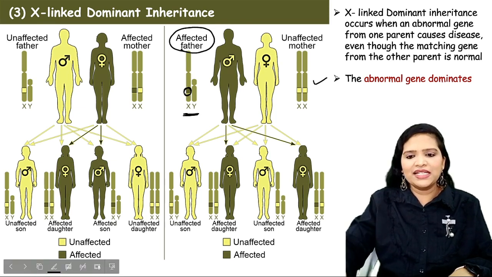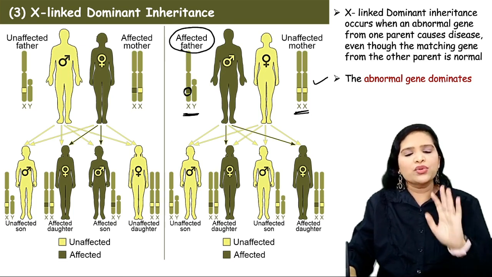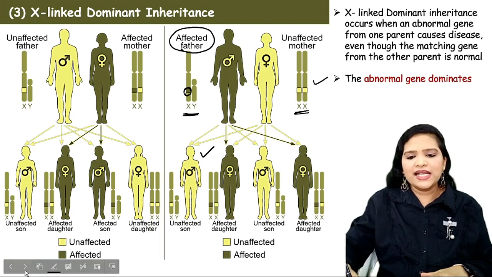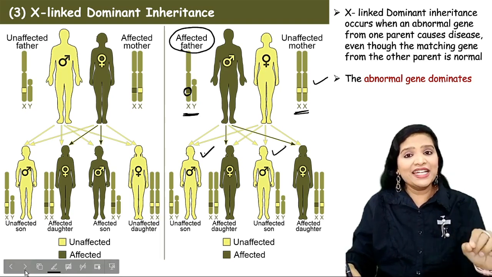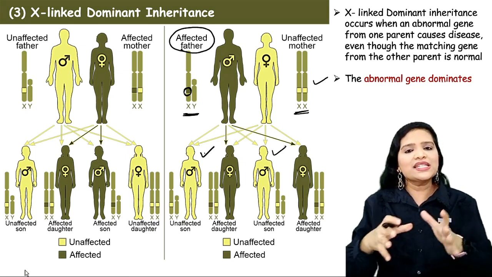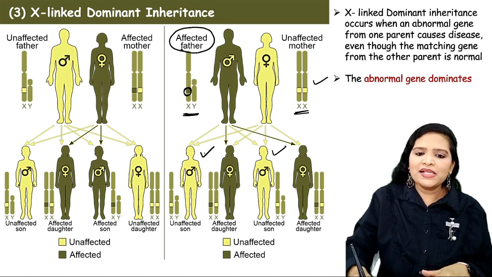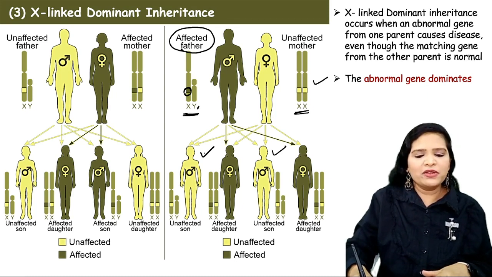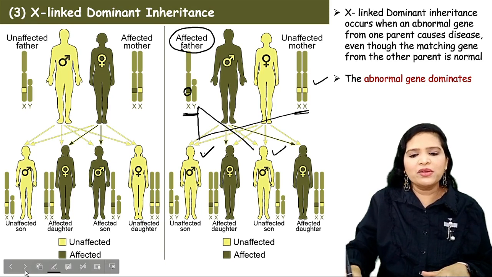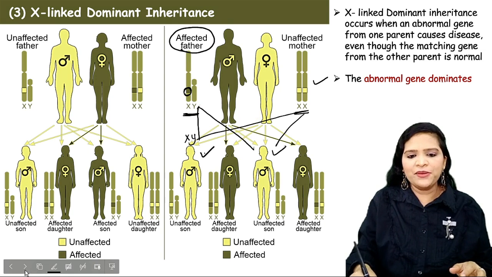Okay, here the mother is unaffected. She has two healthy X chromosomes. So here look at these offspring. Two sons will be unaffected. If the father has a defective gene, two sons will be unaffected. Okay. Why? Because compulsorily one Y chromosome will be from the father, right, to each kid, and one X chromosome will be from the mother. That will be healthy, right? So they will be healthy.